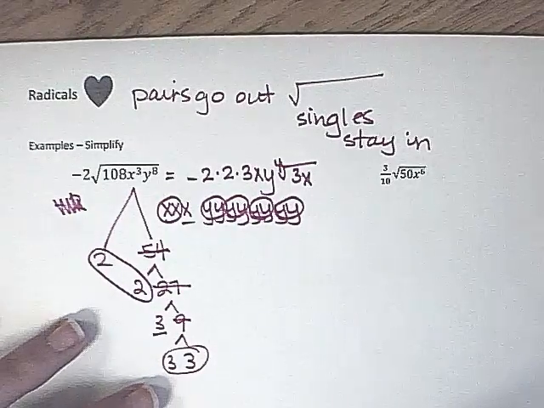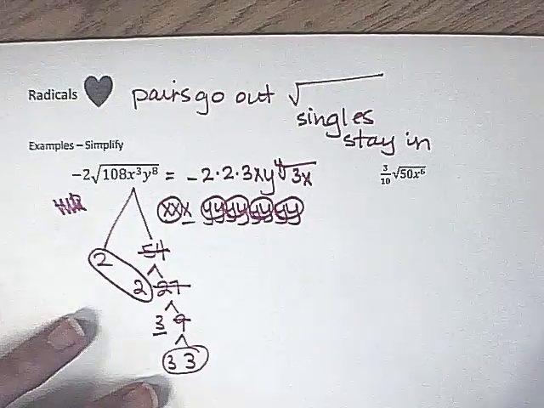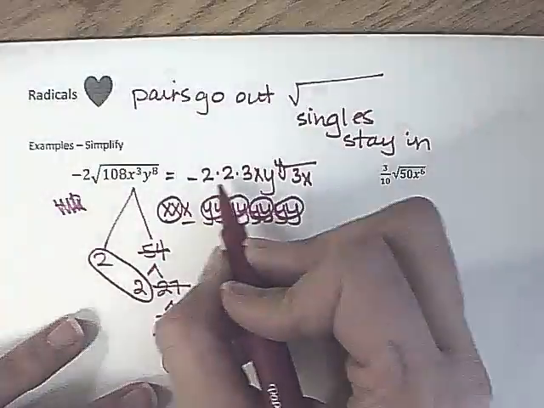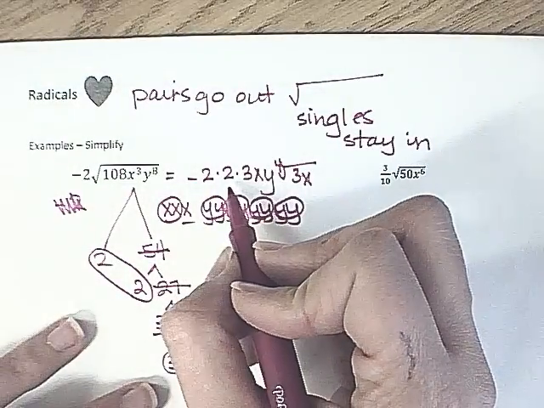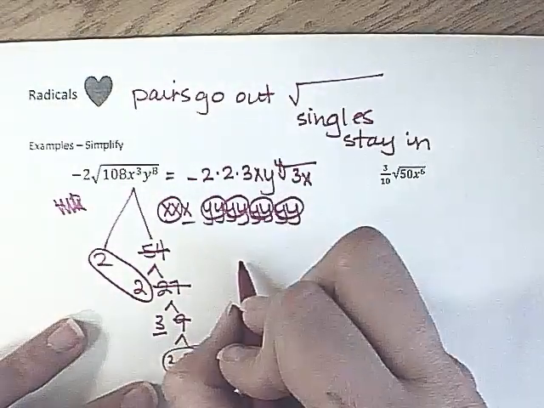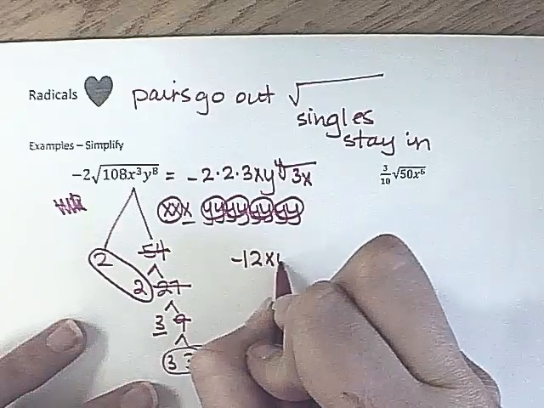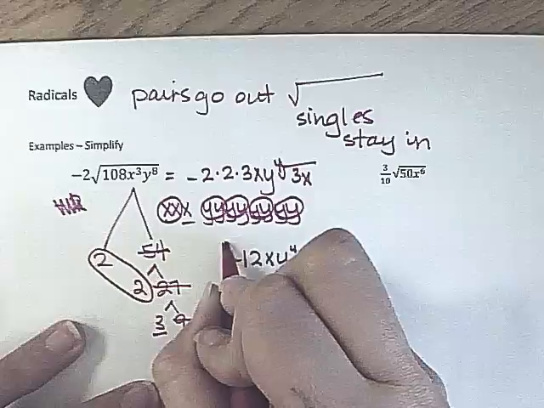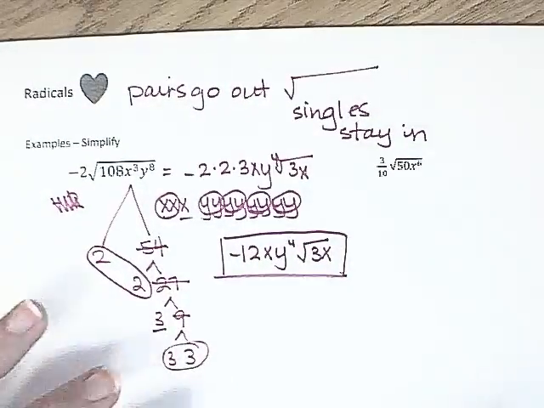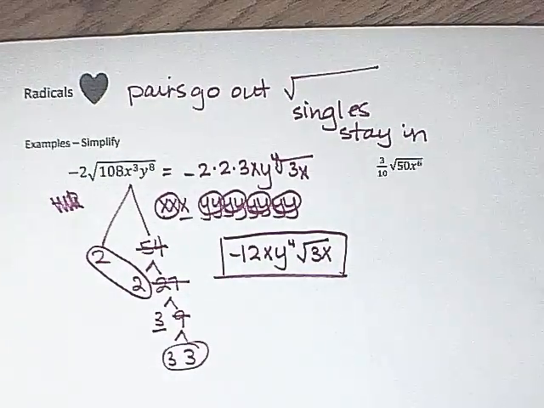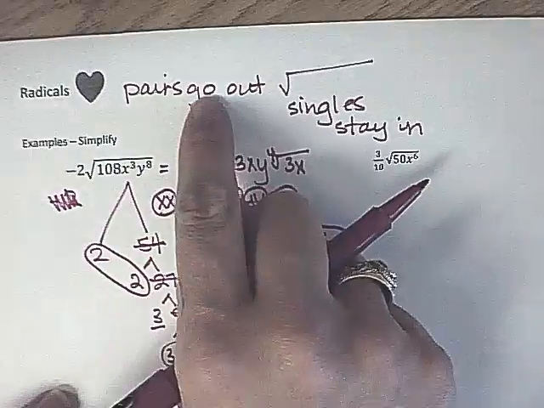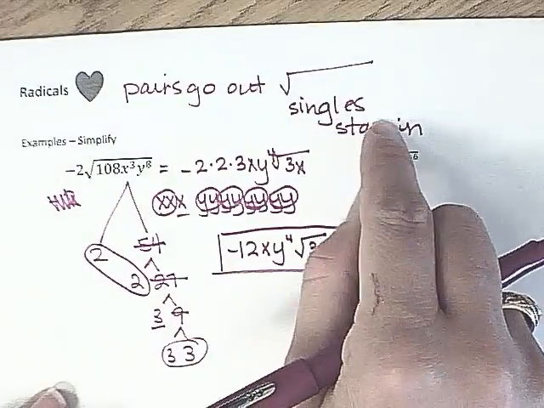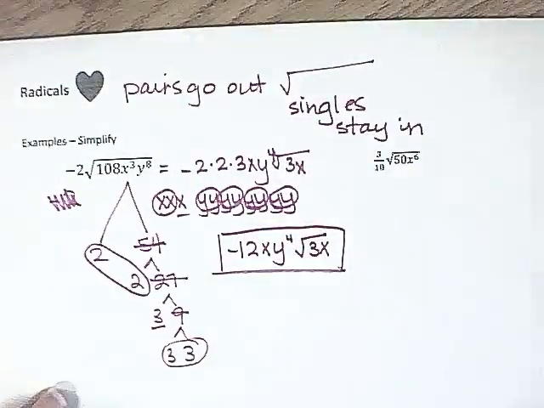The last step in simplifying this is to multiply the stuff that's remaining. So I have negative 2 times 2, which is negative 4, negative 4 times 3, which is negative 12, xy to the 4th power, square root of 3x. It looks like a complicated answer. I wanted you to see one that might be a little bit more difficult, but the point of it is the pairs go on the outside, the singles stay in, and at the very end you multiply it down.